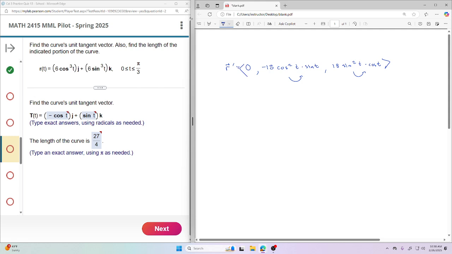But look, they don't have an I here either. Yeah, guess not. Magnitude of R prime. So then the 18s I can factor out. That's about the only good thing that's going on here. And it won't matter about negative or positive, but I got cosine squared t sine of t, and all of this is squared, plus sine squared t cosine t squared. There we go.